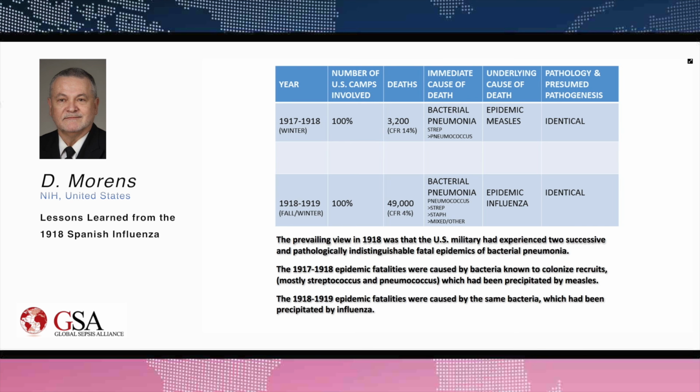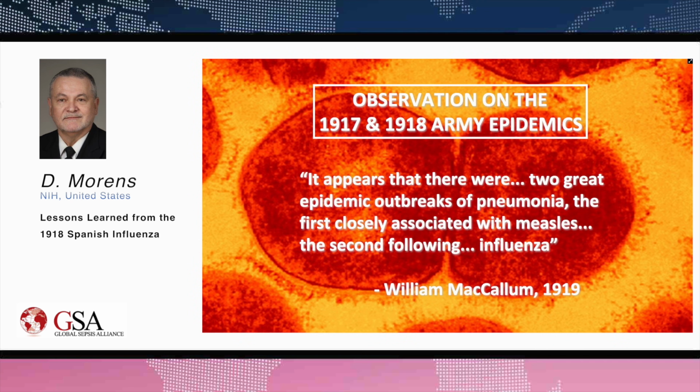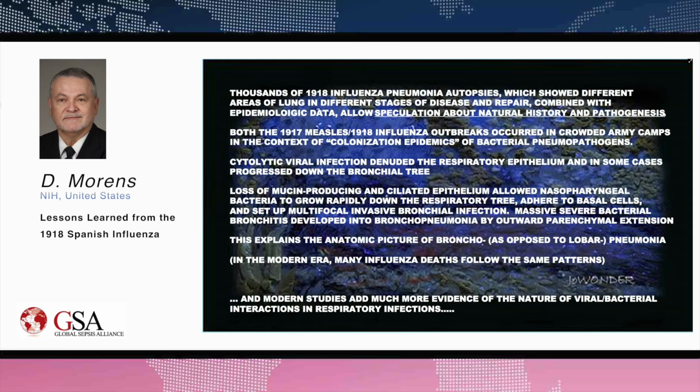So just to sum up what I've said about measles and flu, there's these two pandemics in the military camps that were studied, and one was 1917 measles, the other was 1918 flu. 100% of all U.S. Army camps were involved. The deaths were large, the case fatality rate was large, the bacteria that caused the deaths were largely the same, and the pathology, with a minor exception or two, of measles pneumonia deaths and flu pneumonia deaths were identical. This was essentially the same disease. And McCallum noted that it appears there were two great epidemic outbreaks of pneumonia, the first closely associated with measles, the second following influenza. In other words, he didn't think of these as epidemics of measles and influenza. He thought of them as epidemics of severe bacterial pneumonia, which just happened to be set off by the two prevailing viruses of that era.